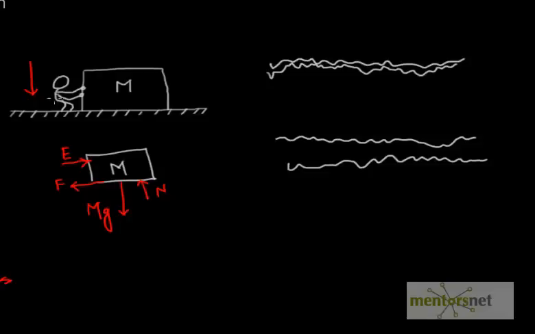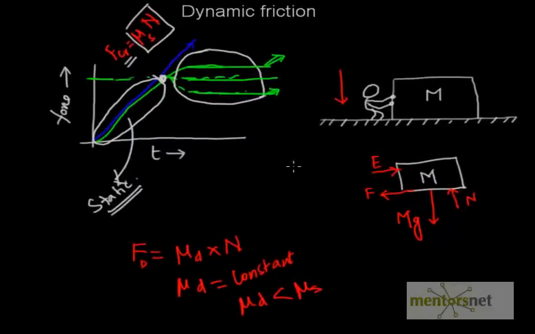So let's just mark this over here. This is dynamic and this is static. And since the gap over here is much less than the gap over here, the coefficient of dynamic friction is less than the coefficient of static friction. So we'll use dynamic friction more in topics which are related to motion.